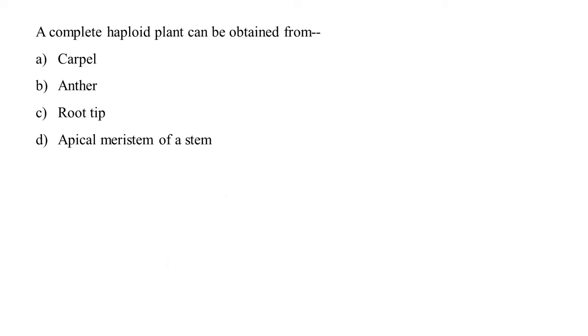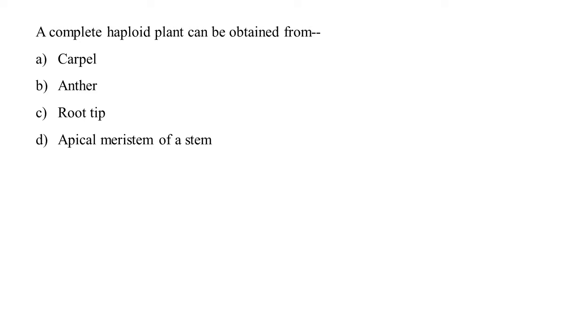A complete haploid plant can be obtained from carpel, anther, root tip, or apical meristems of a stem. First, we should know why there is a need for a haploid plant. For your information, haploids provide a convenient system for the selection of mutations or the induction of mutation with the desired traits.